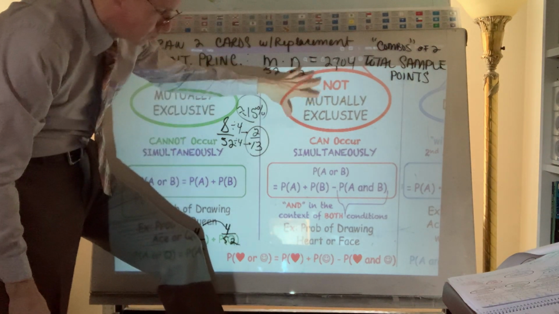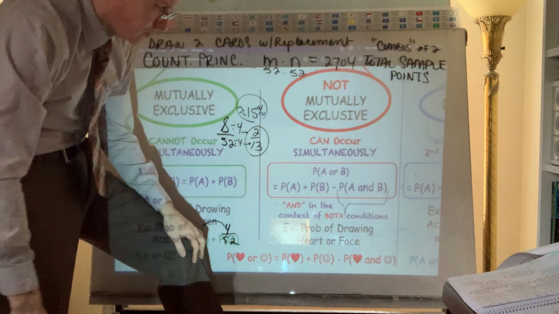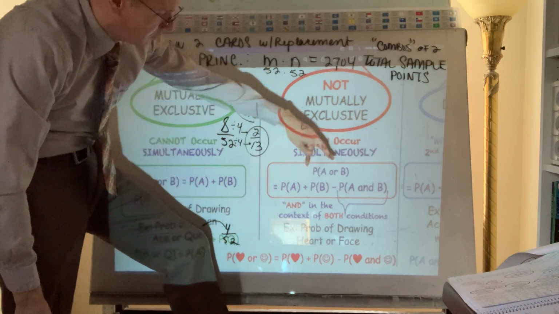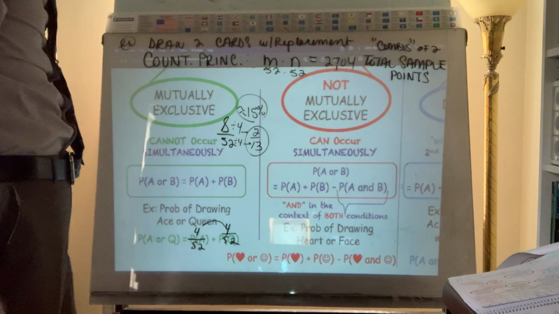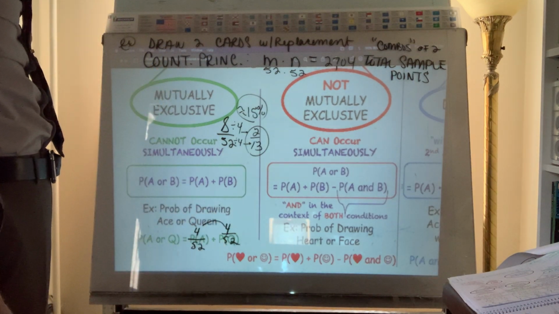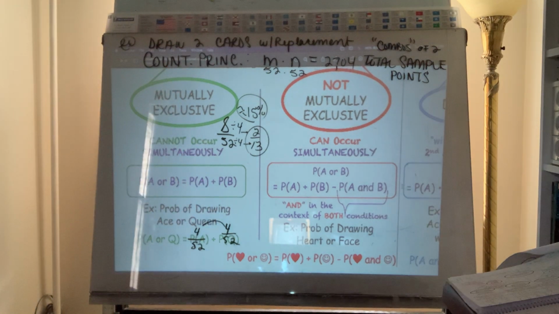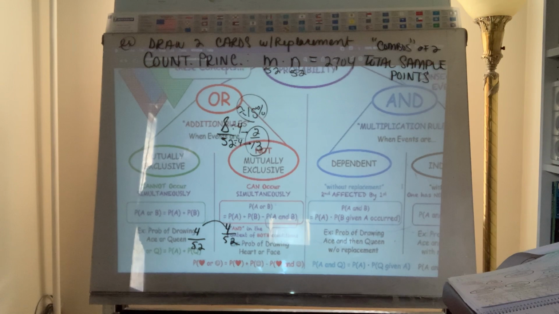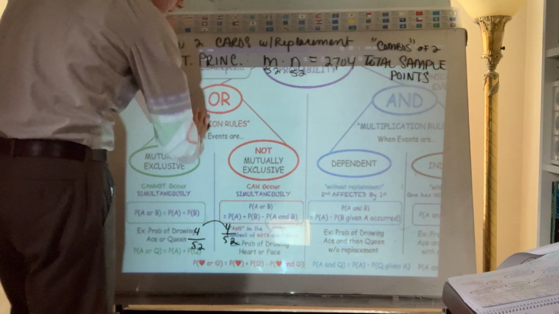It's still an addition rule, but we're going to use a slightly more complicated formula. The probability... now, let me not double talk here, but let me zoom out just a wee bit to show you something. These are still the so-called OR addition rules. But notice something.